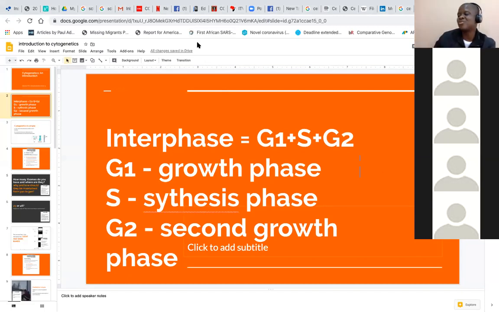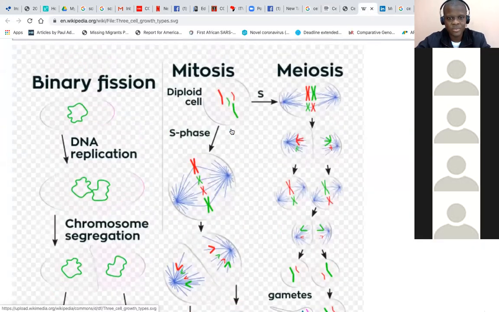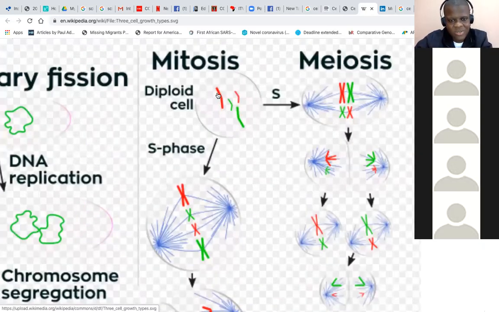So when it has grown sufficiently, the cells now enter the S phase, which is DNA synthesis, or DNA replication. What is happening in DNA replication is what you are seeing on your screen right now. In DNA replication, chromosomal strands are doubled. As you can see, look at this red color strand, if you look at it, it is the biggest red strand.